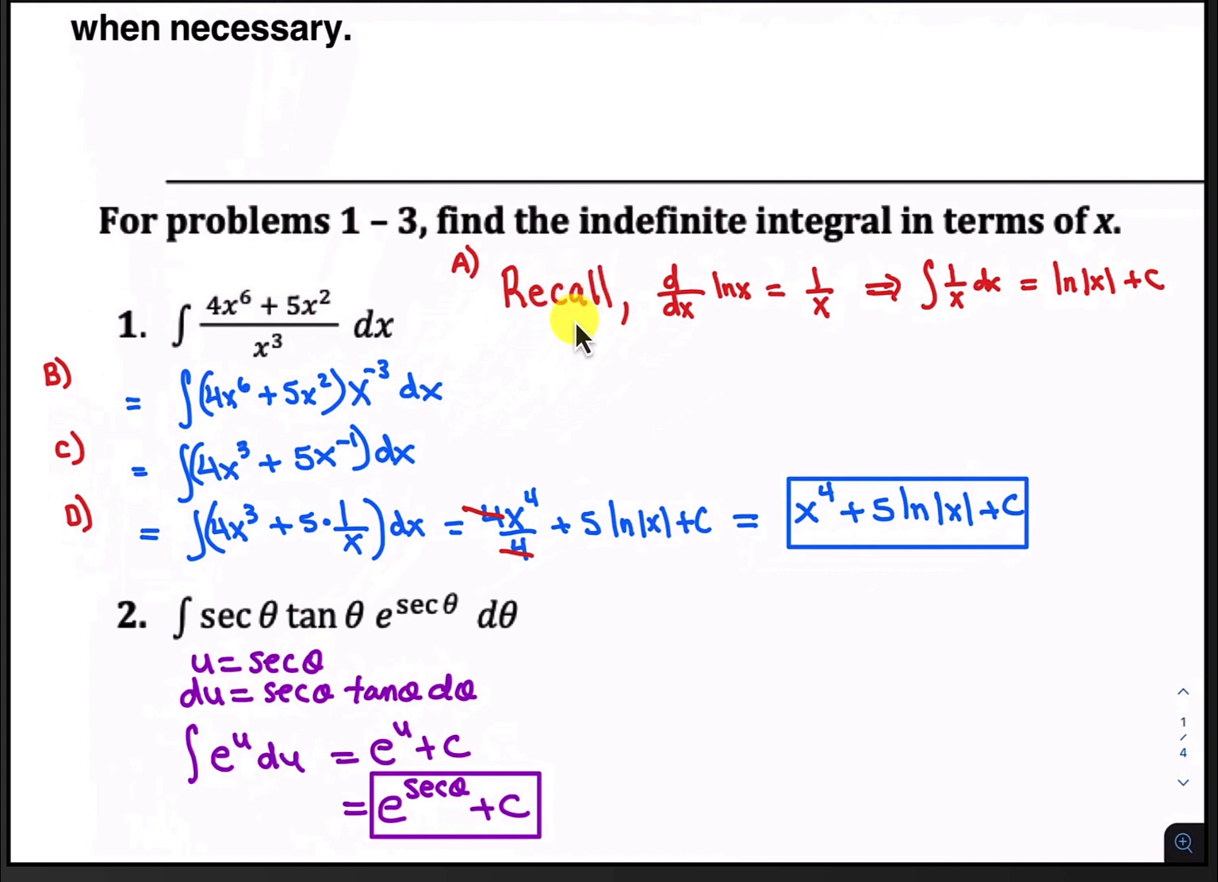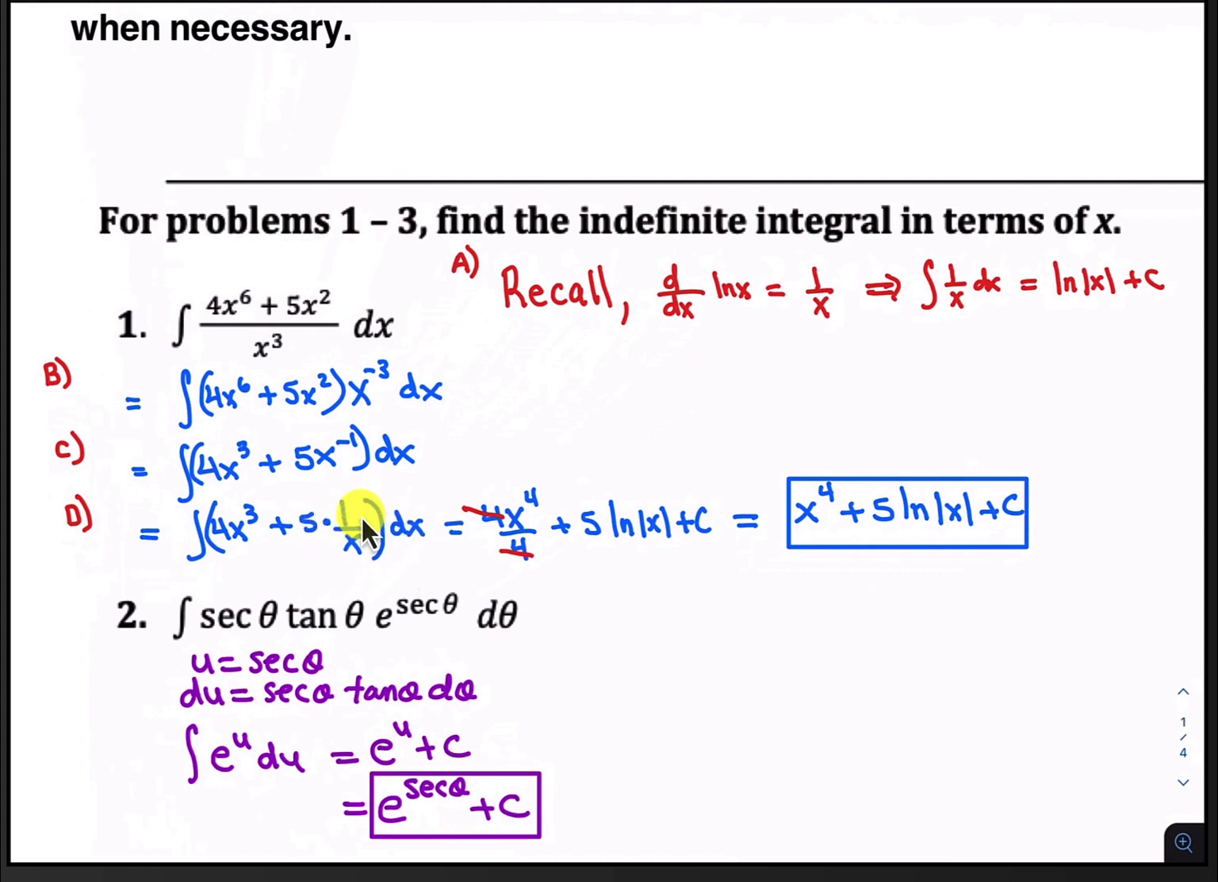Now, I want you to remember something. You recall that the derivative of the natural log of x is 1 over x. That means the integral of 1 over x dx must be natural log of x plus a constant. Well, it's actually the natural log of the absolute value of x, because we have to make sure that we don't take the natural log of a negative number. So, the integral of 1 over x dx is the natural log of absolute value of x plus a constant.